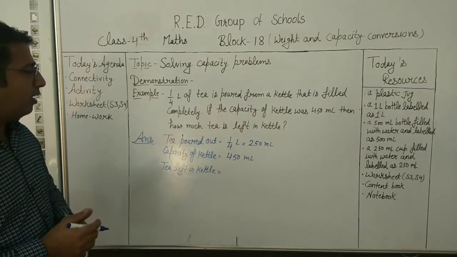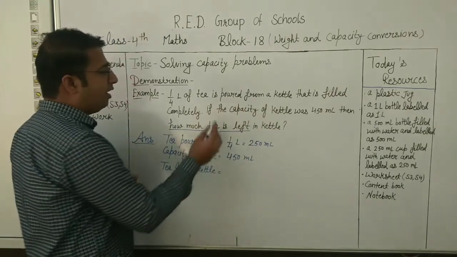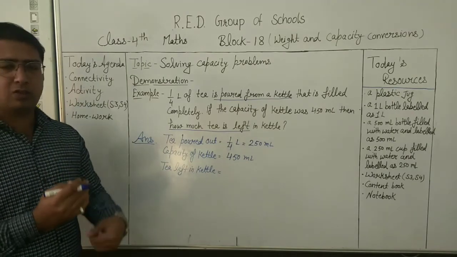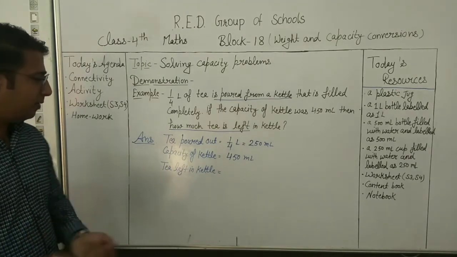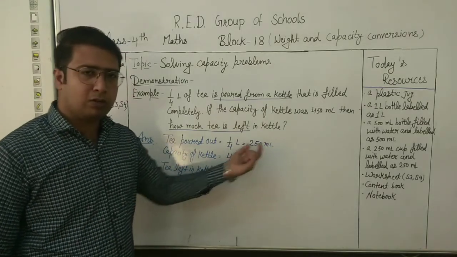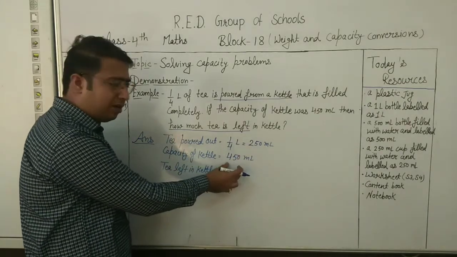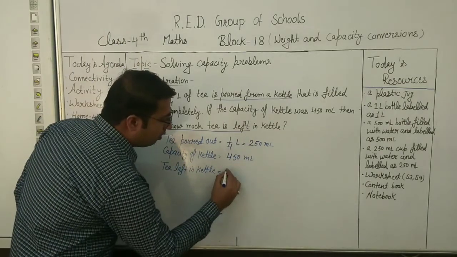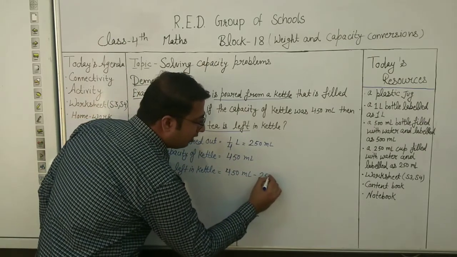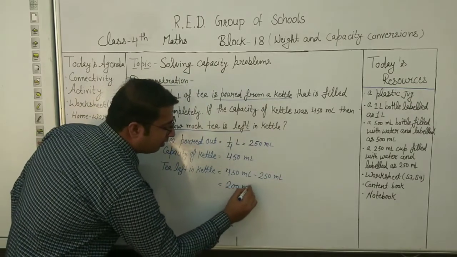Now what we have to do? It is asking how much tea is left. And it was poured from a kettle, so that means we are taking out something, so we will subtract. The tea left in the kettle is the capacity minus the poured out. So we will subtract 250 milliliter from 450 milliliter. After subtraction, we will get our answer: 200 milliliter.